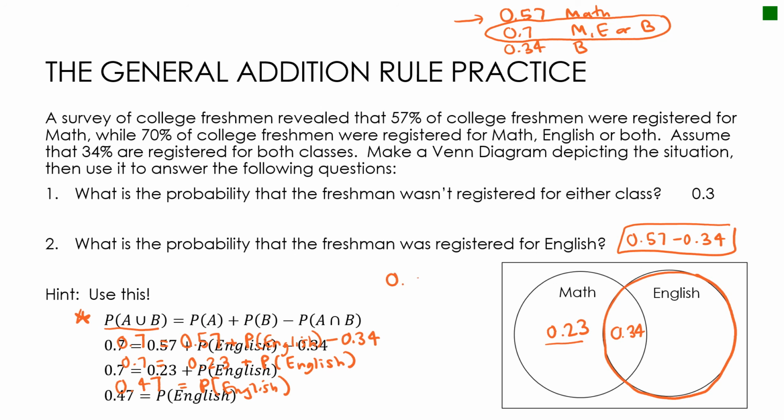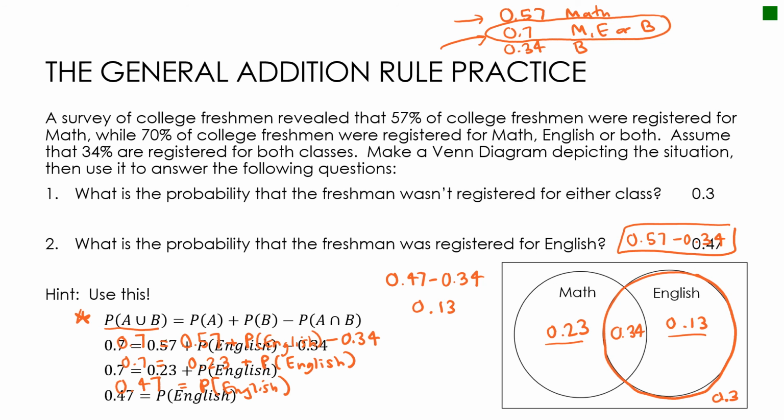So now I still have to take 0.47 minus 0.34, and I would end up with 0.13. That's just in English. Now, how do I find out that number on the outside? Well, that one's actually super simple, because if I know 70% are in math or English or both, which means 70% are within the circles, then 30% are not in the circles.